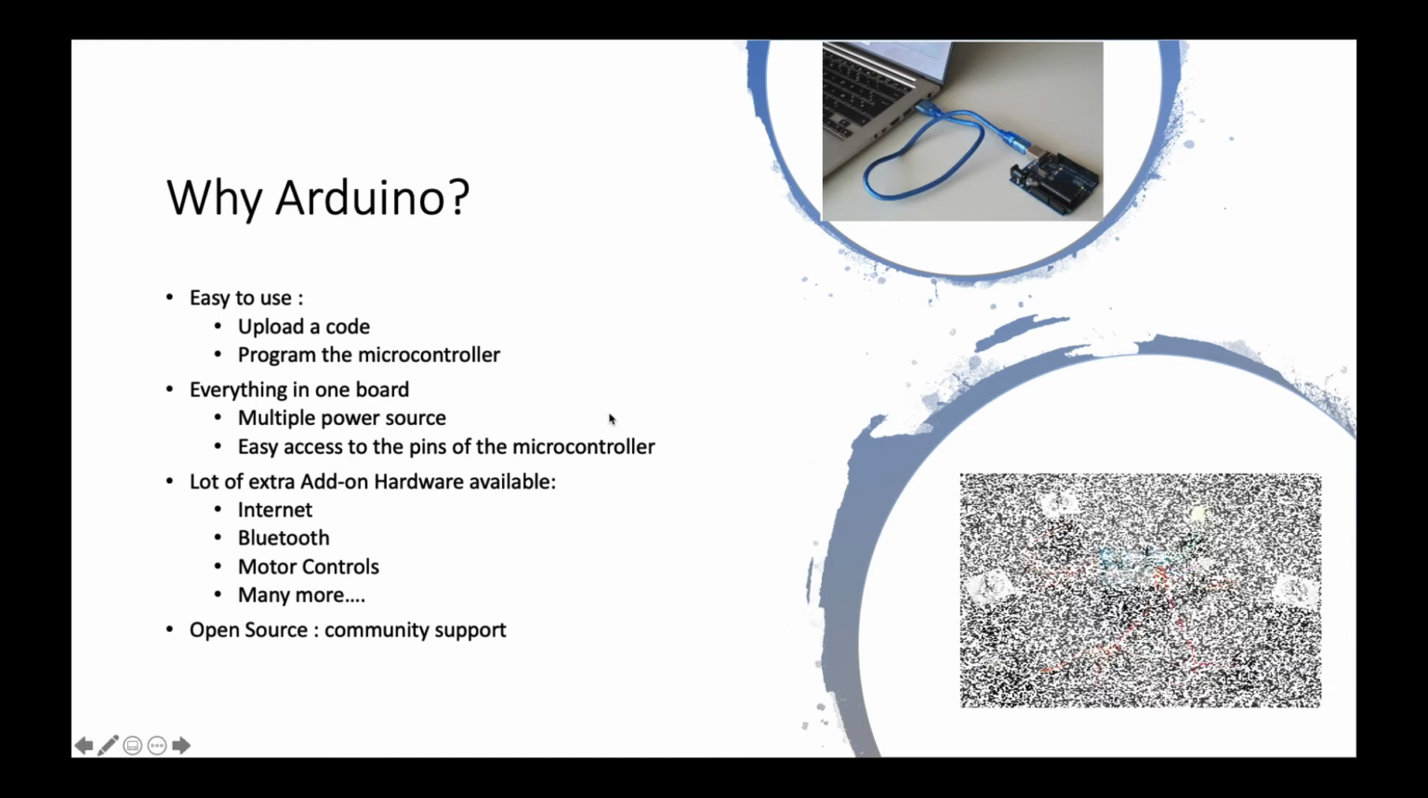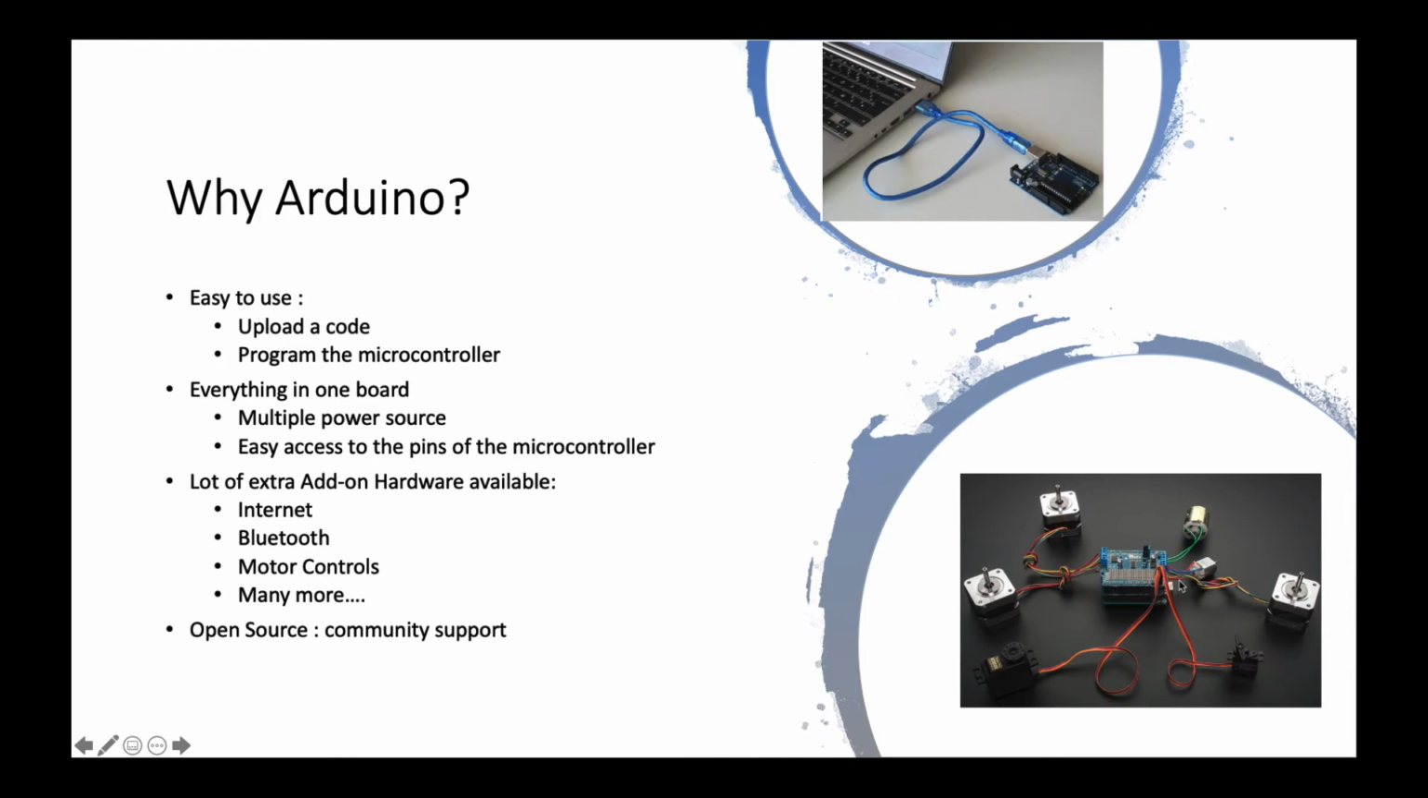Right? So something like this. So you have an add-on hardware that will simply connect on top of your Arduino board, and that will just make easy connection to all the motors. So it is as simple as it is. So this is another advantage. So not only the motors, right? So you can have another extra hardware that connects to your Arduino, and that will help us to connect to the internet. That may help you to connect to the Bluetooth or any other.